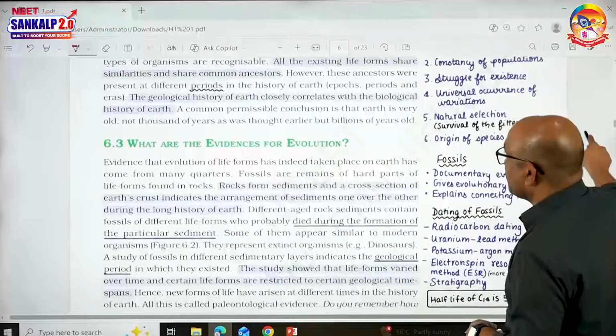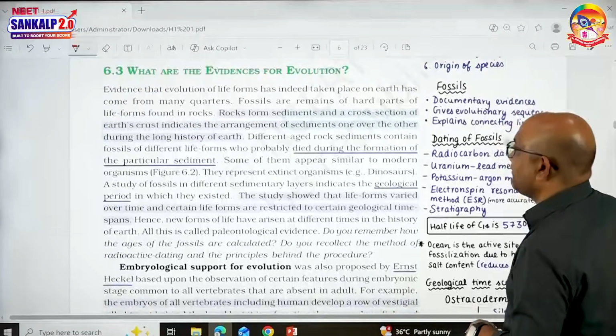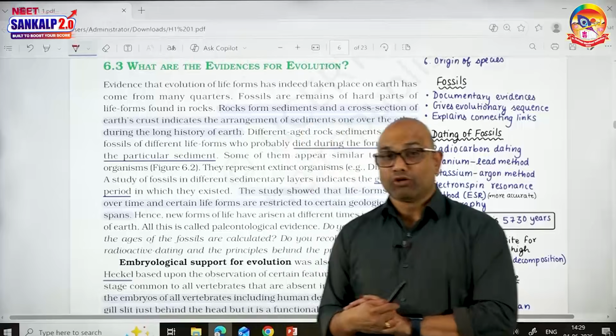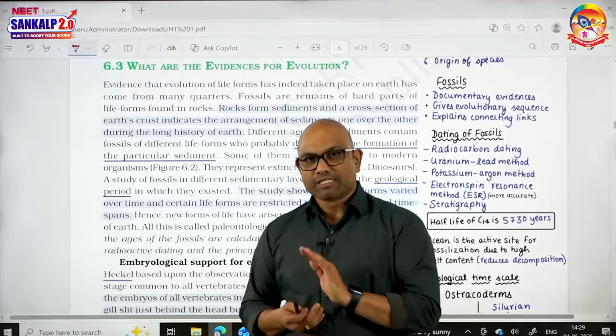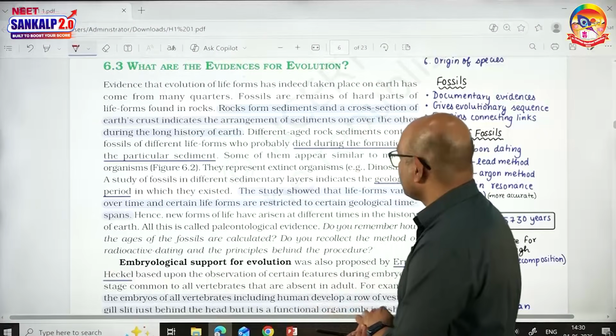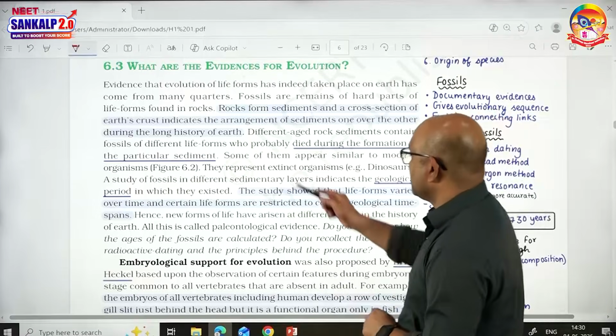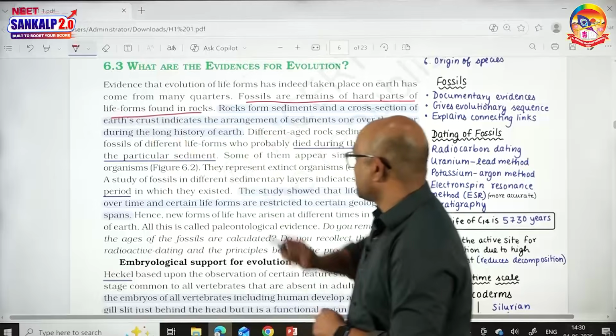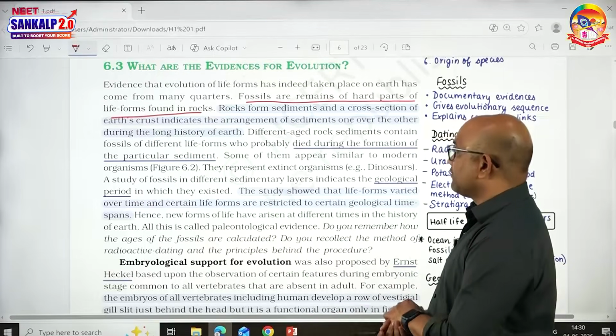And now let us talk about evidences in favor of evolution. The first evidences are evidences from paleontology. Paleontology is the study of fossils. Next, what are fossils? Fossils are the remains of hard parts of life forms found in rocks. How are fossils formed?